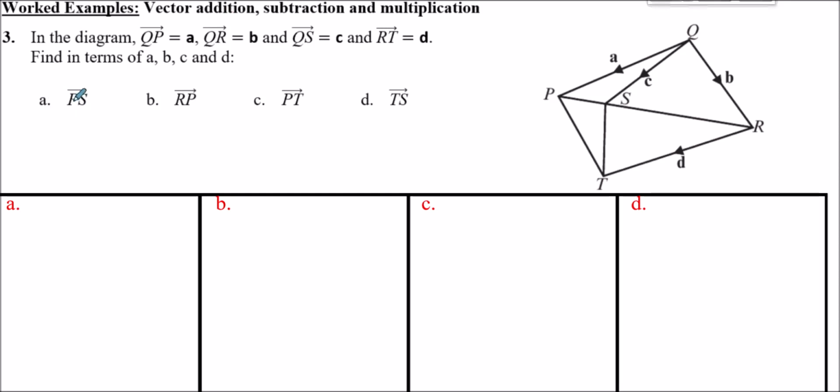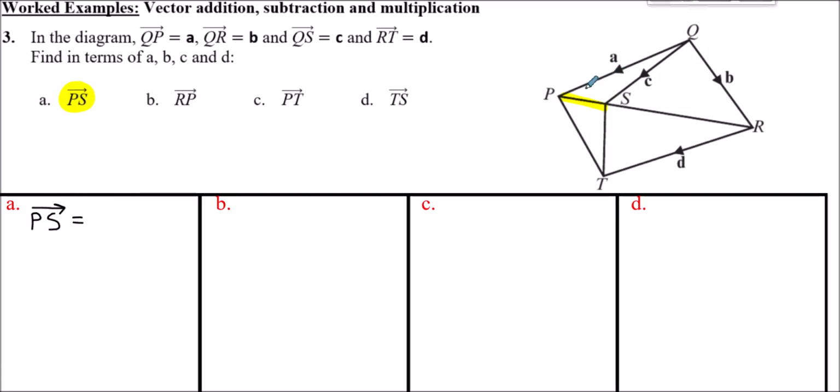For part A, we need to go from P to S, and there's some information here. So for example, from Q to P is A, from Q to R is B, from Q to S is given by vector C, and from R to T, that's going to be denoted by vector D. So we need to go from P to S. Let's think about how we can do this using the vectors we know. So P to S. We want to go from here to there. So how can that be done?